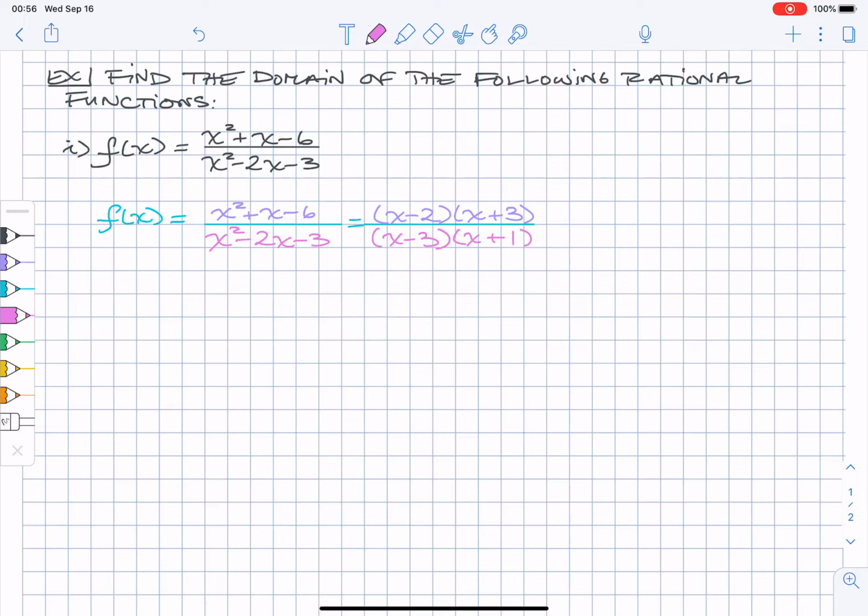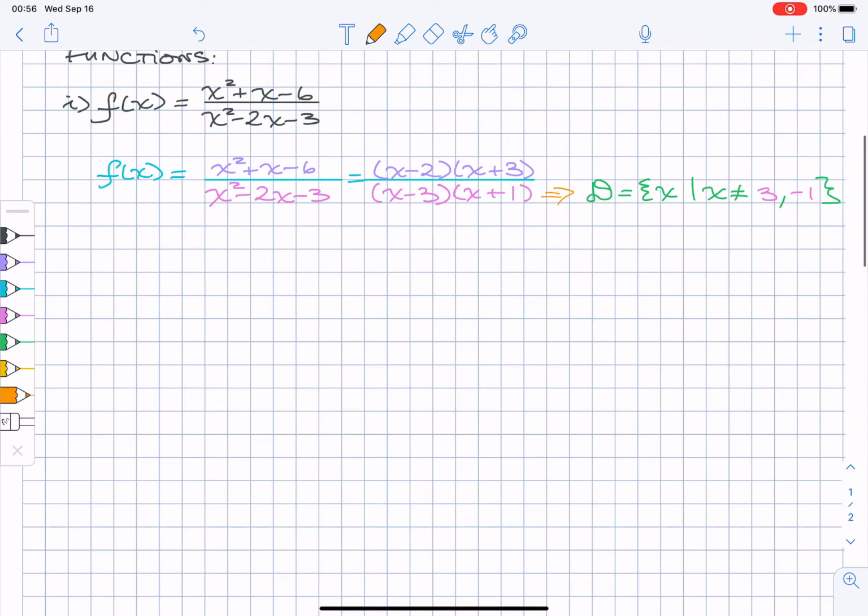So the domain is going to be the set of all values of x given x is not equal to what two values? 3 and -1. Because thou shalt not divide by 0. So I have to exclude those values. I must exclude those values which make the denominator 0.